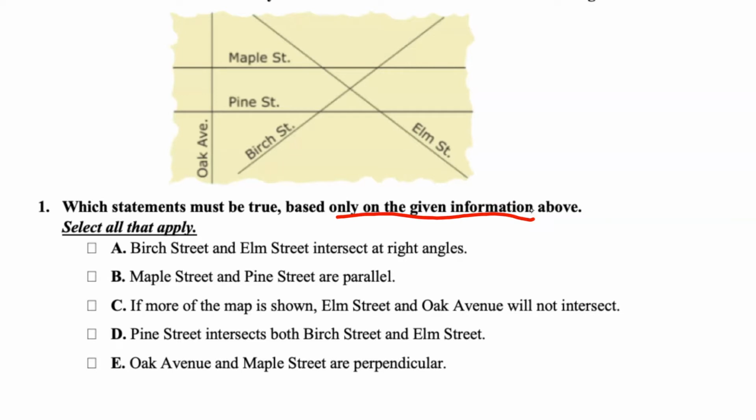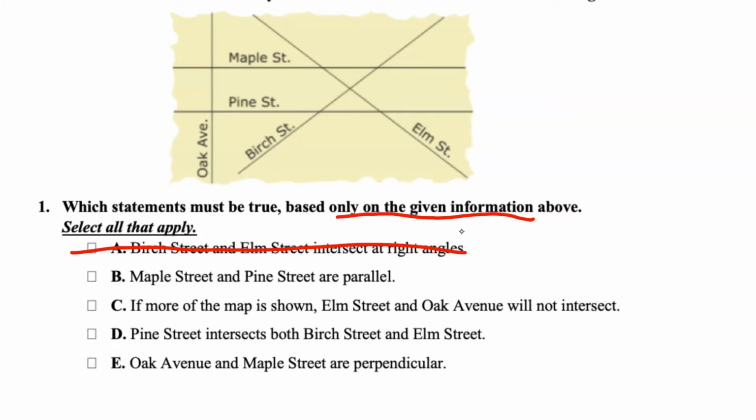So let's go back up to the top. The diagram represents a portion of a small city. Maple Street and Pine Street run exactly east to west. So what does that tell me? It tells me Maple Street and Pine Street are perfectly horizontal. Oak Avenue runs exactly north to south, so that tells me Oak Avenue is perfectly vertical. So what can we get? Birch Street and Elm Street intersect at right angles. Well, here's Birch Street and Elm Street. They didn't tell me that they were perpendicular, that would be right angles. They didn't tell me whether they run north or south or east or west. So there's nothing that I can assume here. So for this, answer A is automatically out.